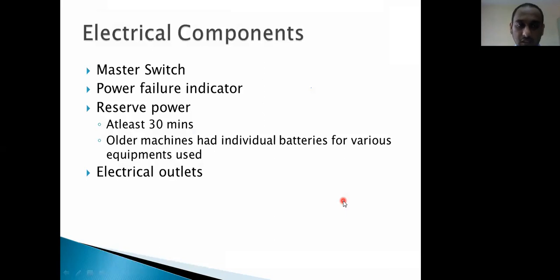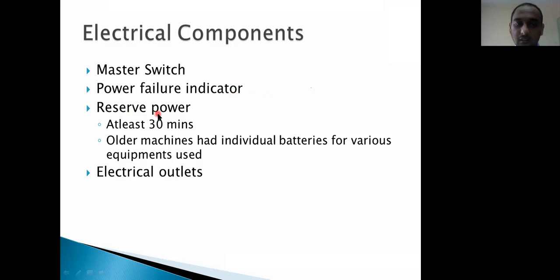So what are the electrical components? We have the master switch. Like any device, there is a master switch, to turn on and turn off. Then the power failure indicator. This is a very important alarm or indicator. If there is failure of the power supply, the alarm starts. It is a high priority alarm. It rings continuously. It has audio as well as visual components, and the anesthesiologist cannot miss this alarm. So it is a high priority alarm. You cannot disable this alarm as well.